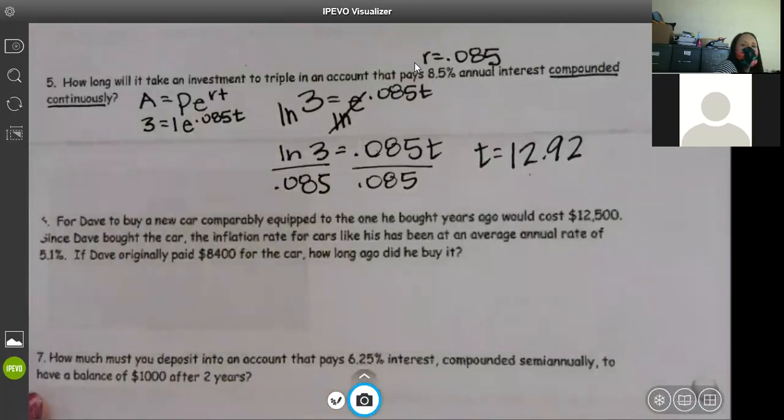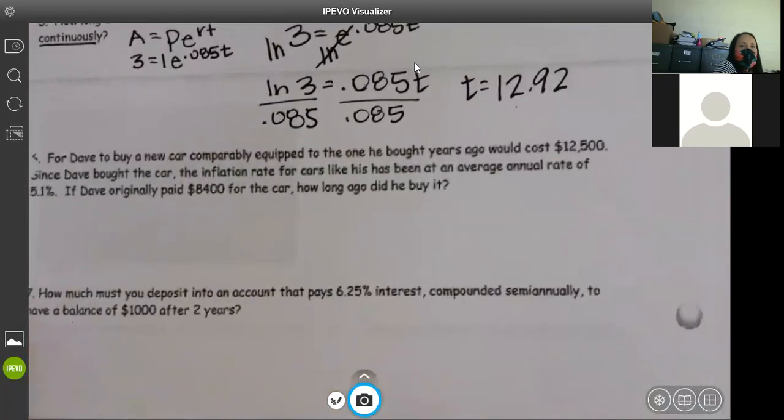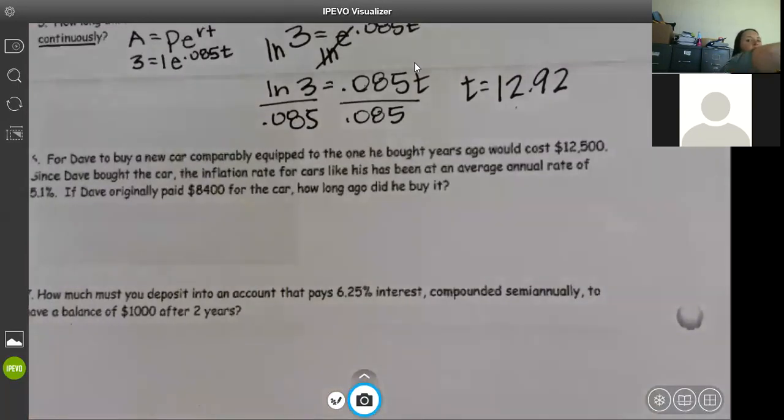For Dave to buy a new car comparably equipped to the one he bought years ago would cost $12,500. Since Dave bought the car, the inflation rate for cars like his has been an average annual rate of 5.1%. If Dave originally paid $8,400 for the car, how long ago did he buy it? What formula am I using?